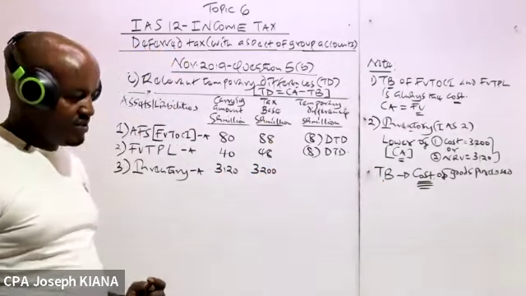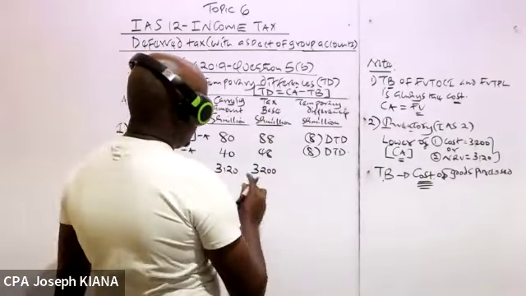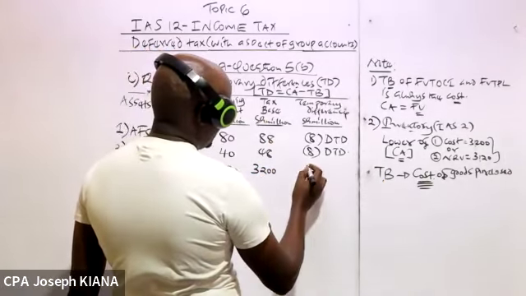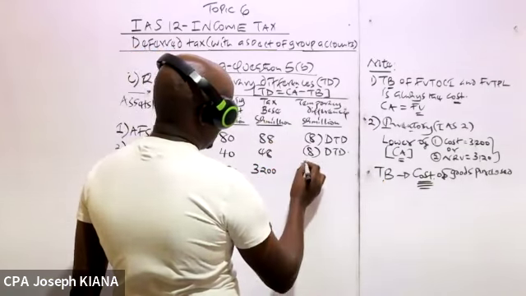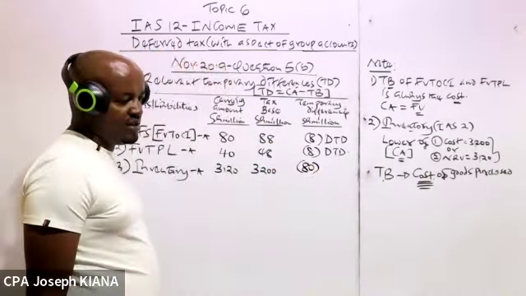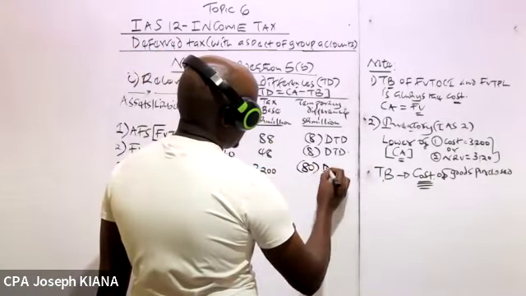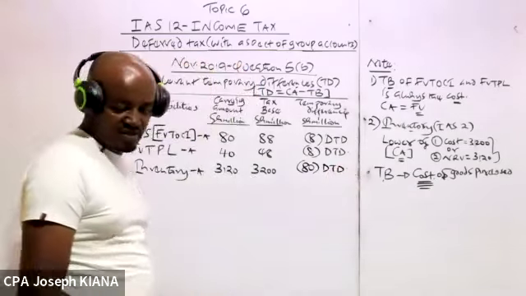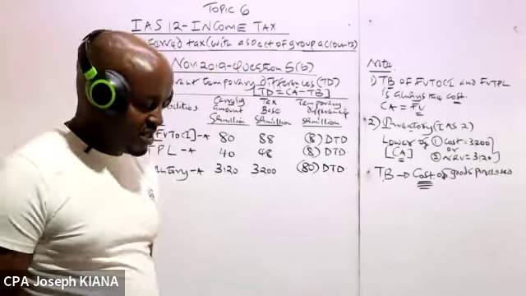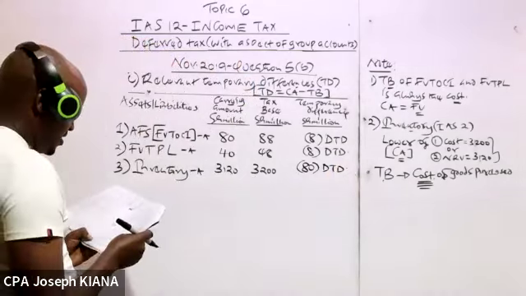The difference is what? Yes, the difference is 80 million. And I think this is still a negative. These are still a negative, which is a deductible temporary difference. So let's move to the other point, number 3.